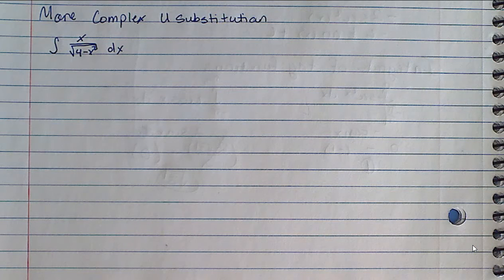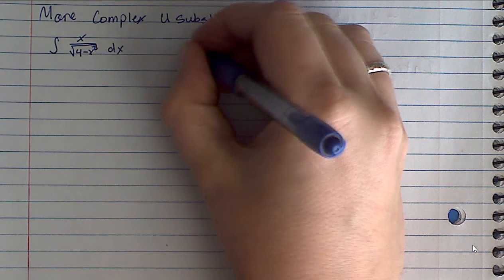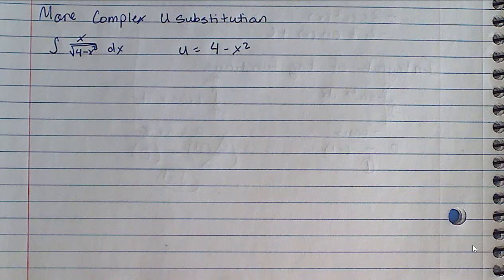So we're going to pick what's probably going to be the messiest inside bit to be u. So that's what we talked about yesterday. The messiest inside bit is going to be u. 4 minus x squared. Right. So u in this case is 4 minus x squared. And then we have to find out what du is.